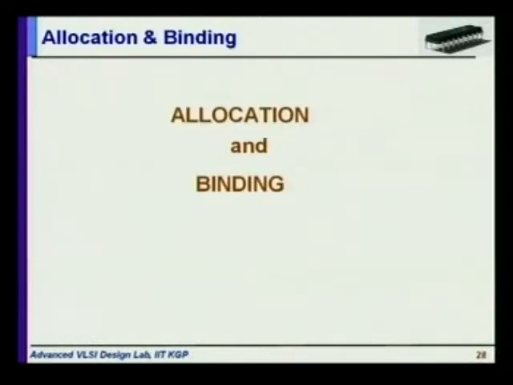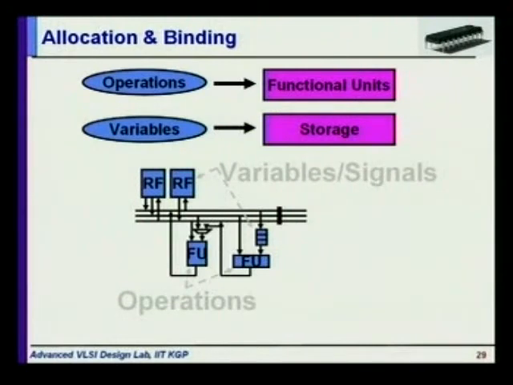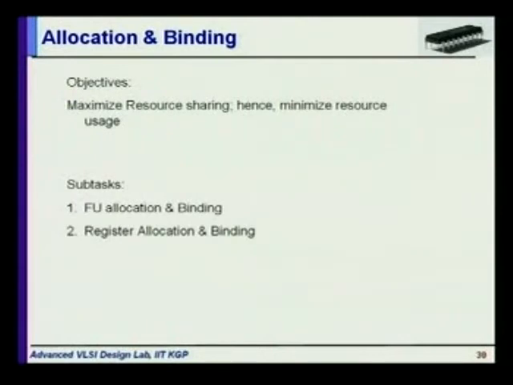Okay. Now come to the point of allocation and binding. I already specified that the binding task is selecting the minimum number of resources: how many registers will be required to store all your variables, as well as the minimum number of function units that will be required to execute all your operations. So it's basically maximizing resource sharing, hence minimizing resource usage. And the subtasks are function unit allocation binding and register allocation binding.